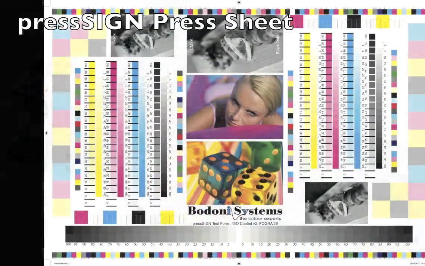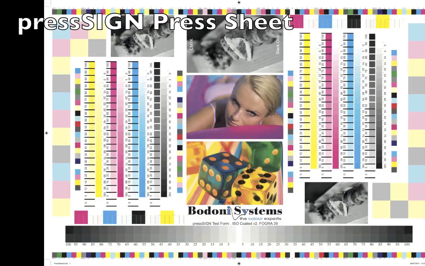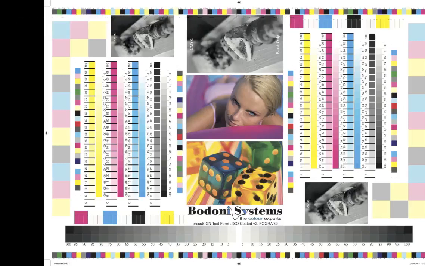Before we start, I'd like to give you some background on the file we'll be using to test our output and make our curve adjustment. This is our pressSIGN press sheet. You've probably seen similar files to this from press manufacturers and software developers.